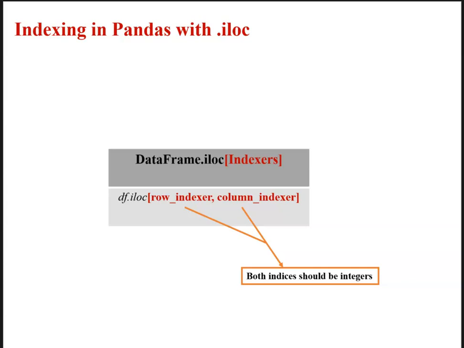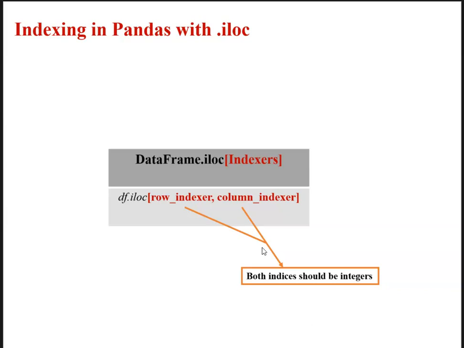So we discussed how basic indexing works in Pandas. There are other methods that you can use in Pandas that are more convenient when it comes to indexing and slicing a data frame. So for example, there is the .iloc method, which refers to the integer location.